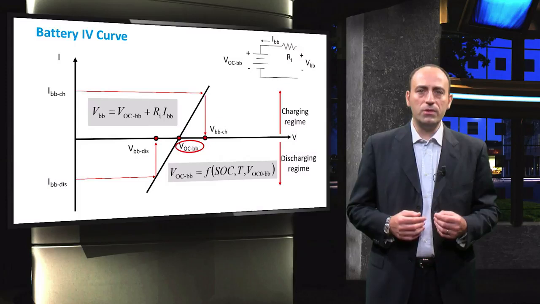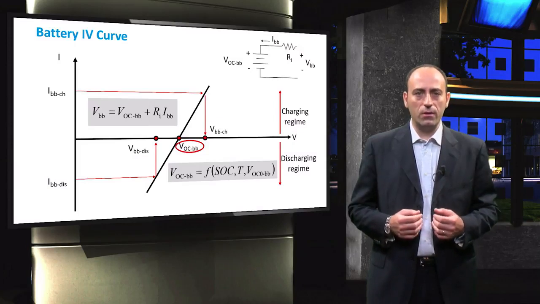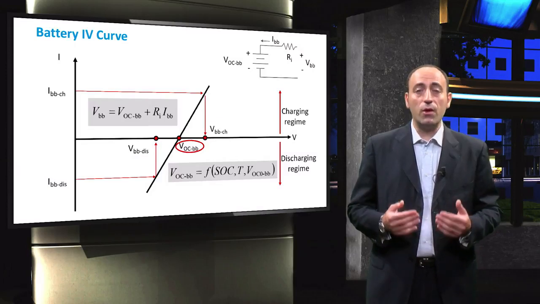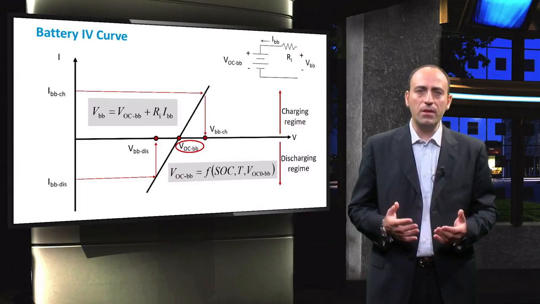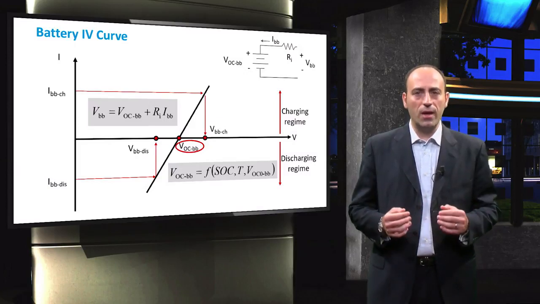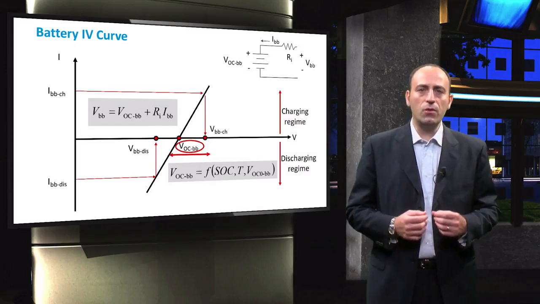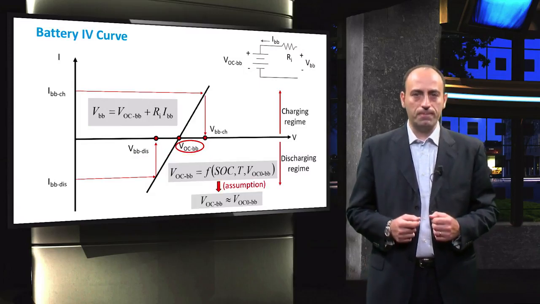Further, the open circuit voltage of the battery bank is itself a function of state of charge, temperature, and other parameters. Thus, in reality, the open circuit voltage will also vary depending on the operating condition of the battery. But this parameter is simplified in this design step and is assumed to be a constant value under all state of charge and temperature changes. It is assumed to be equal to the rated open circuit voltage VOC0BB of the battery bank.